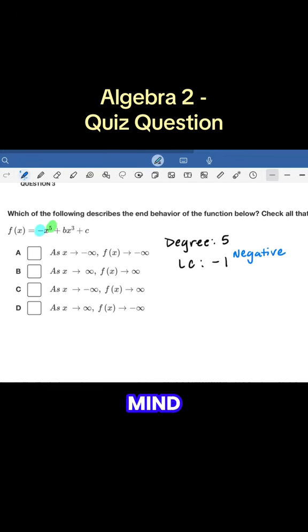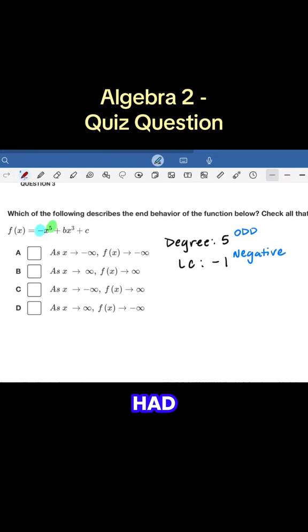Now, with this in mind, if you have a degree that's odd, then that means that the ends of your graph are going to go in opposite directions. So if one end's up, then the other one's down, and if one end's down, the other end's up, right? So then if it's negative, you think about a linear function with a negative slope, where the left end is up and your right end is down.